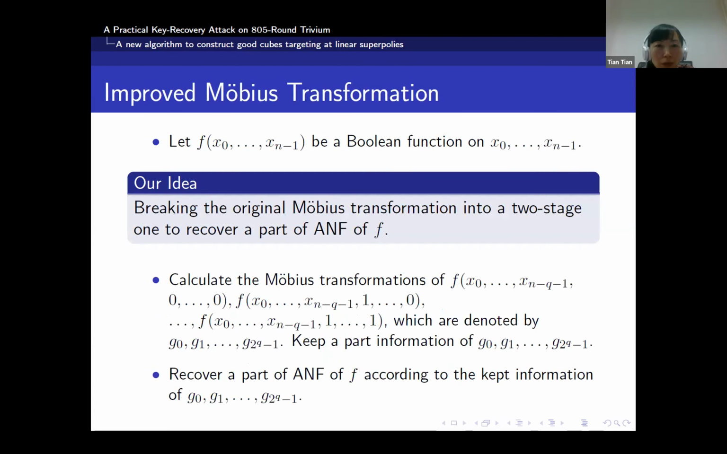As for the improved Möbius transformation, we do not need the whole Möbius transformation, the whole truth table, because we only use large cubes. For a cube of size 40, maybe cubes whose size is over 38 may be useful. The other cubes are not useful, so we propose breaking the original Möbius transformation into 2 stages. First, we treat several sub-functions and only keep useful information.